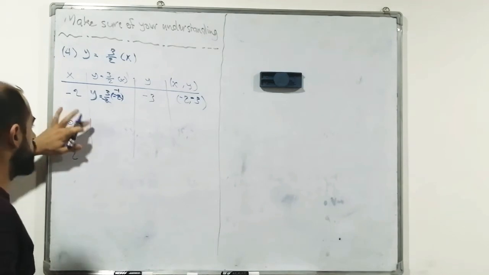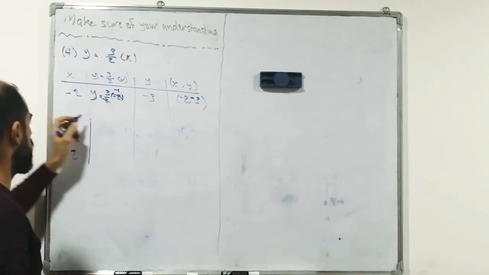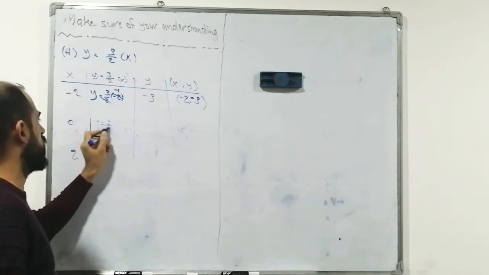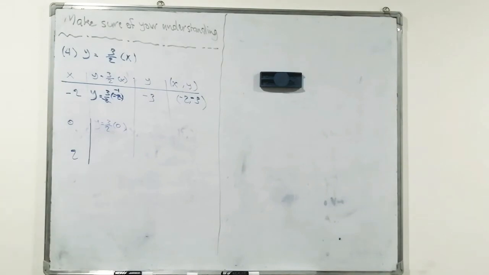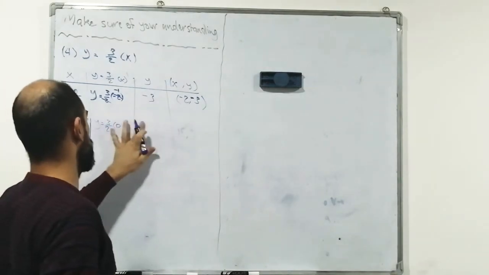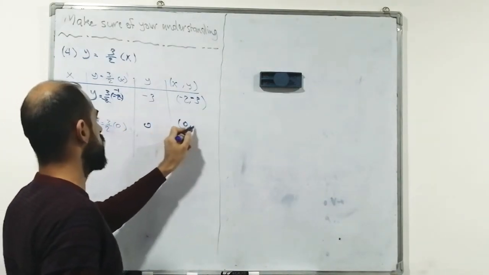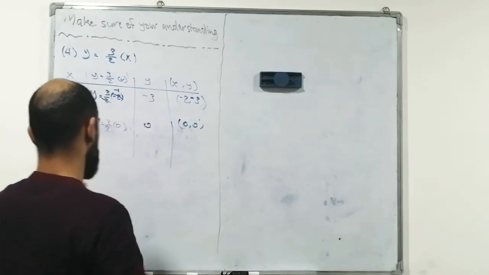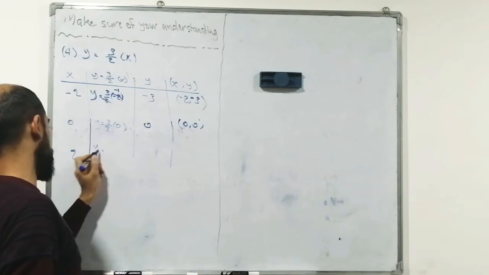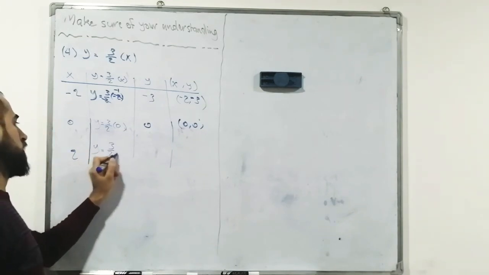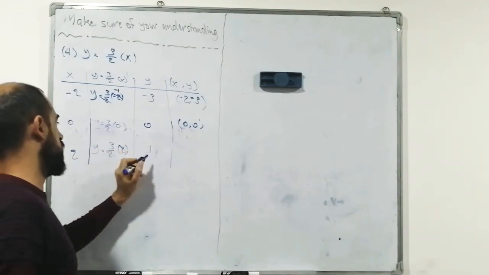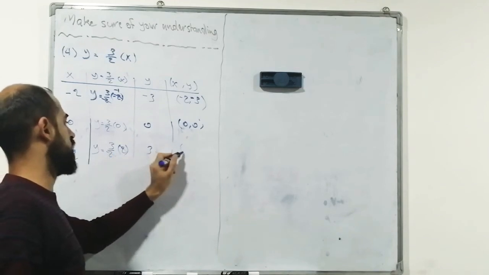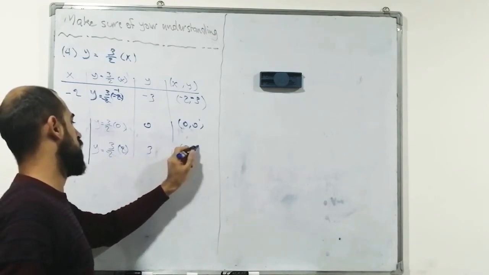And we take 0. y equals 3 over 2 by 0. Any number multiplying by 0 equals 0. So here we get y equals 0, and (0, 0) is the second order pair. Now when we take 2, substituting the value of x by 2: 2 over 2 is 1, 3 by 1 is 3.